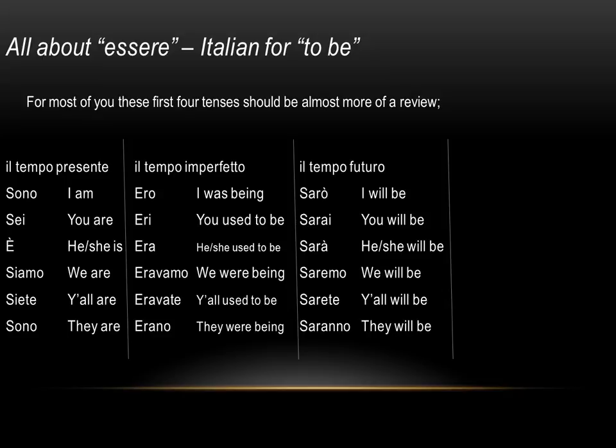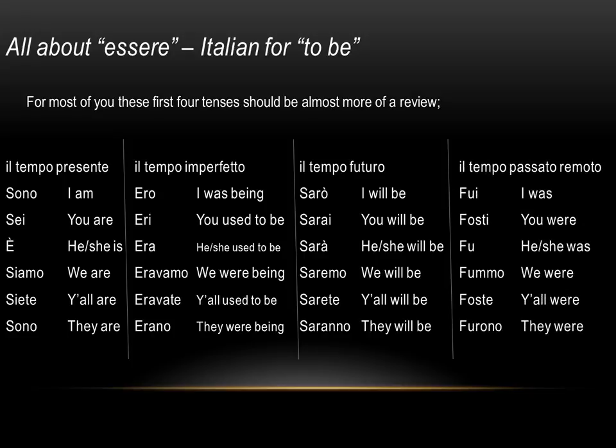Il tempo futuro, the future tense. Sarò, I will be. Sarai, you will be. Sarà, he or she will be. Saremo, we will be. By the way, I want to pause for a minute here. It's very, very important on here that you pronounce it saremo and not saremmo. Because as you'll see when we get to the conditional, that's the only difference. The conditional tense has another M. So, saremo, we will be. Sarete, y'all will be. And saranno, they will be.